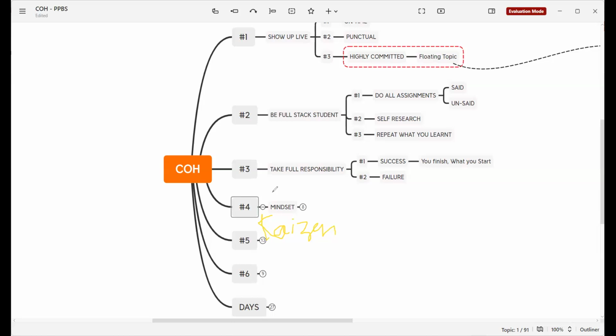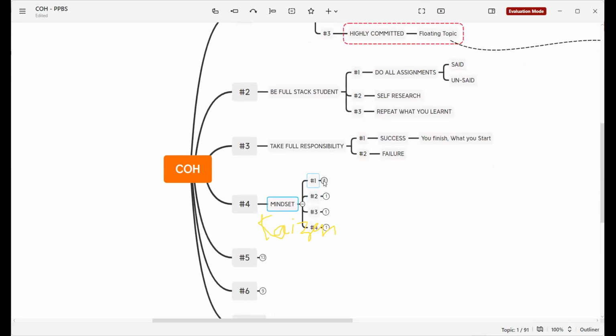So you need to build a continuous improvement mindset. And for that, what do you need to do? You need to inculcate the learning mindset. It means the more learning minded you become, the more you will find yourself growing, and the more positive minded you will become.